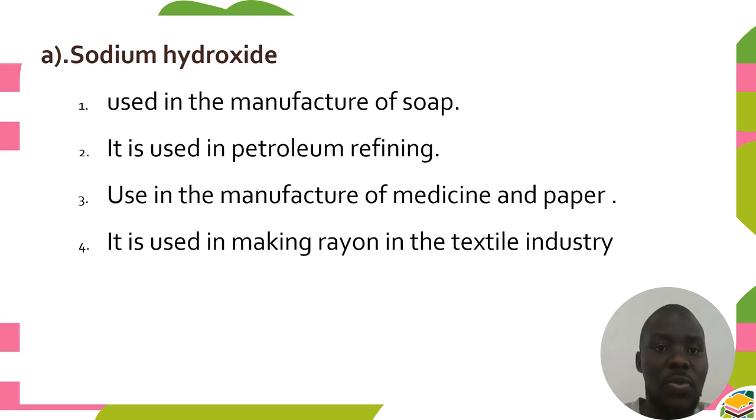So the first use of sodium hydroxide is that it is used in manufacturing of soap. It is used in petroleum refining. It is used in manufacturing medicine as well as papers. It is used in making rayon and textile industry.